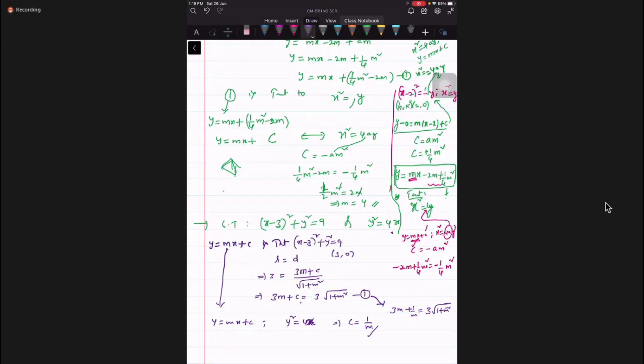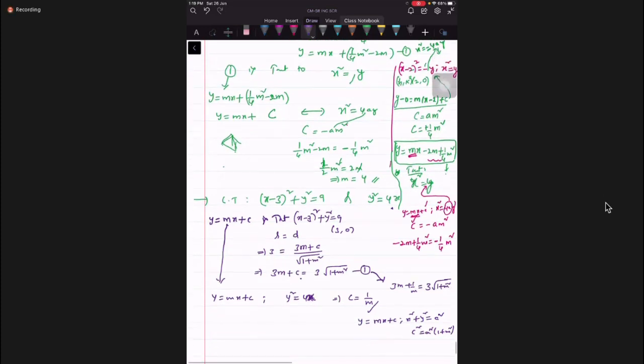If you want to apply the formula, we know the condition: if y equals mx plus c is tangent to this circle, then c square equals a square into 1 plus m square. Suppose your circle is (x minus h) the whole square plus (y minus k) the whole square equals a square, then the tangent also changes, like y minus k equals m into x minus h. In this way you can compare and use the condition.